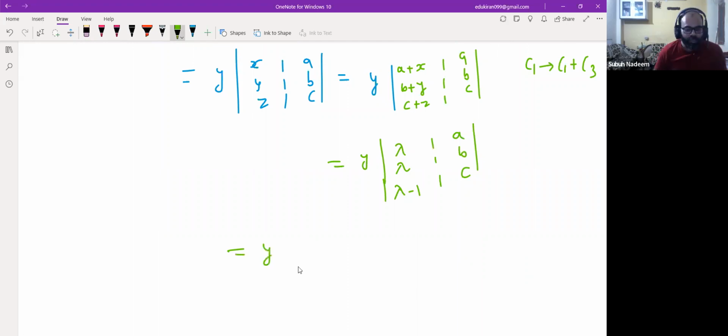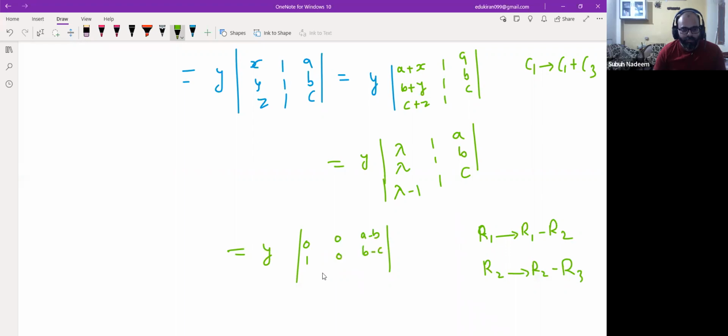Or instead of expanding, now you can use one more thing: row 1 as row 1 minus row 2 and row 2 as row 2 minus row 3. Then expand. This will make it simpler. So this will become 0, this will become 0, this will become A minus B. This will become 1, this will become 0, this will become B minus C. This will be lambda minus 1 as it is, this will be 1, this will be C.